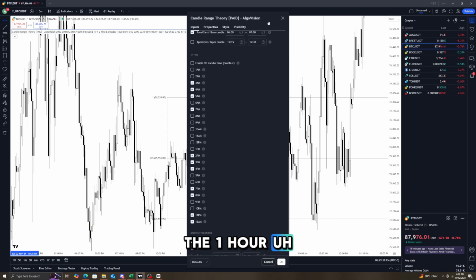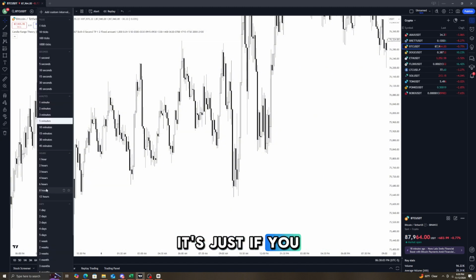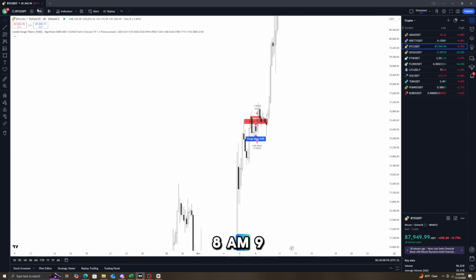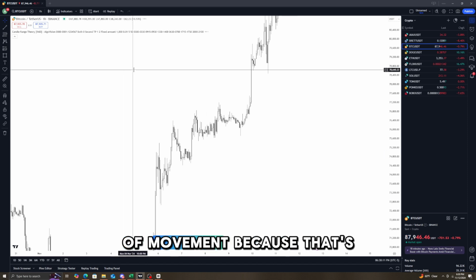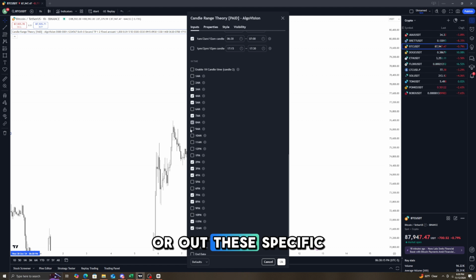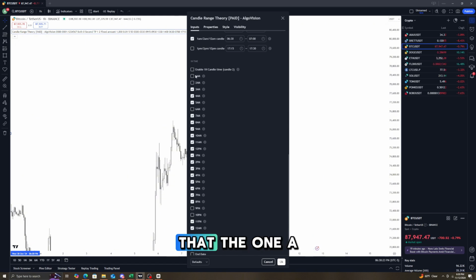The 1 hour candle times is pretty simple. It's just if you find there's higher probability setups, so like for example 8 a.m., 9 a.m., 10 a.m., there's a lot of movement because that's when the stock market opens. You can filter in or out these specific times that these candles open. So that is how this one works. You could filter out, like, if you don't think that the 1 a.m. candle is a high probability setup, or gives high probability setups for CRT at least, you can filter it out with this portion right here. You have to enable it as well.